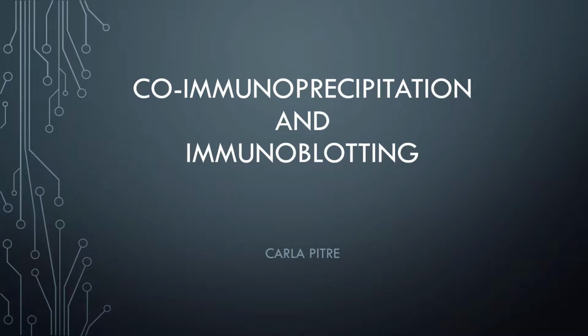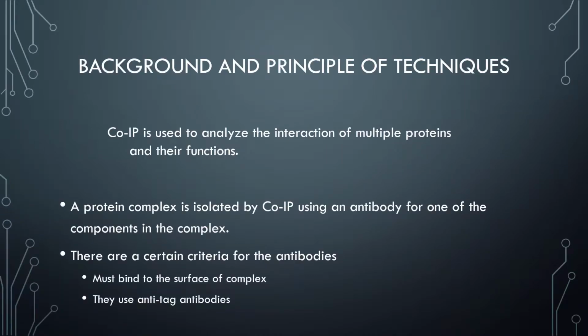Co-immunoprecipitation and immunoblotting. Background and principle of the techniques. Co-IP is used to analyze the interaction of multiple proteins and their functions. A protein complex is isolated by co-IP using an antibody for one of the components in the complex. There are certain criteria for the antibodies. They must bind to the surface of the complex, and they use anti-tag antibodies.